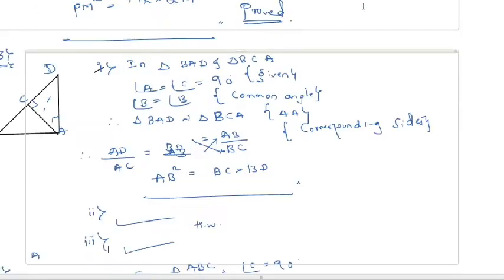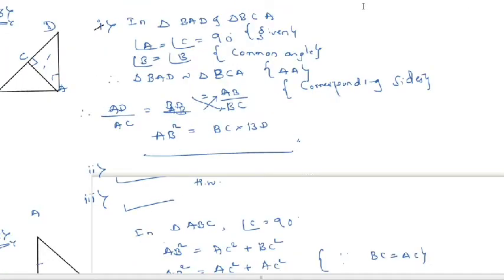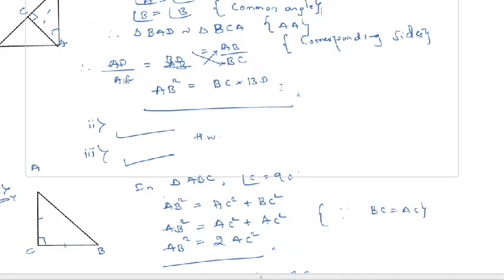So, here consider only these two, that is BD by AB is equal to AB by BC. Now, cross multiply: AB into AB, AB square, equals BC into BD, which is proved. Similarly, second and third are same, do it yourself. Now, problem number 4.